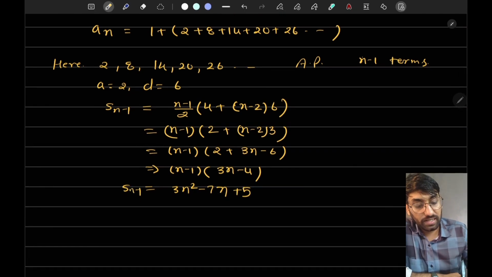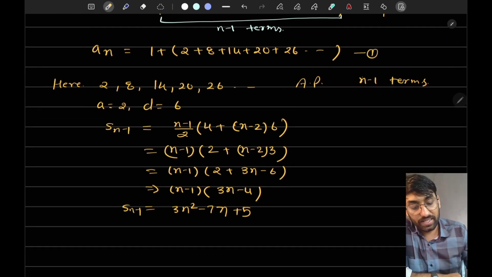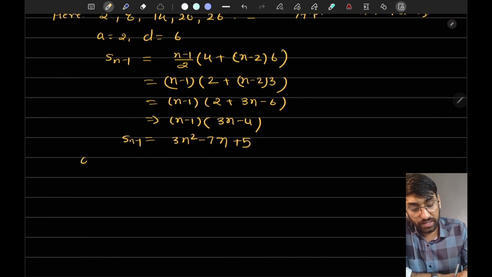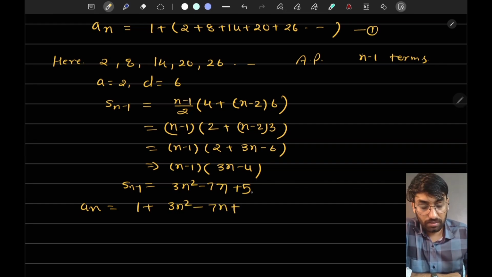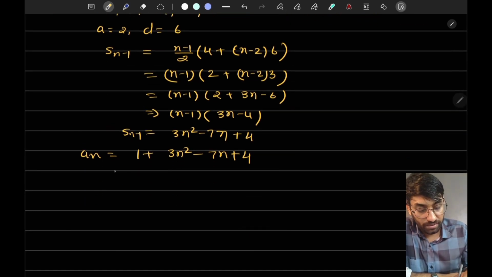It means from this I can easily find the value of a_n. So a_n becomes 1 plus 3n square minus 7n plus, sorry, here I will get 4. So 4. So I will get 3n square minus 7n plus 5. This will be my a_n.